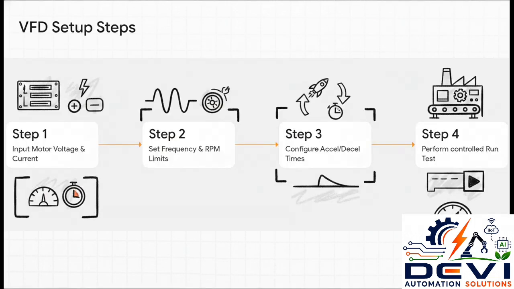So, if we were doing a quick mental demo right now, the checklist is pretty straightforward. Step 1, input that vital motor voltage and current from the nameplate. Step 2, establish your frequency and RPM boundaries. Step 3, dial in those smooth acceleration and deceleration times for that nice soft start. And step 4, always perform a controlled run test at a low speed before handing the keys over to production.